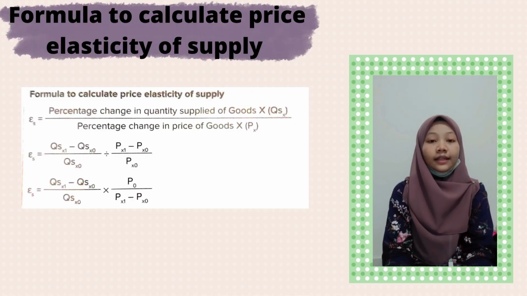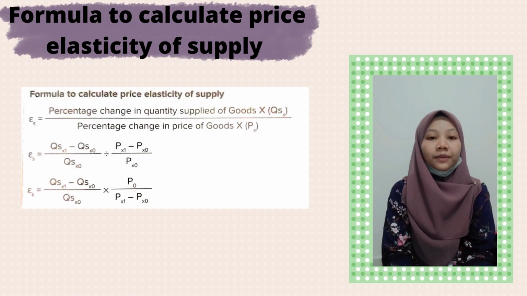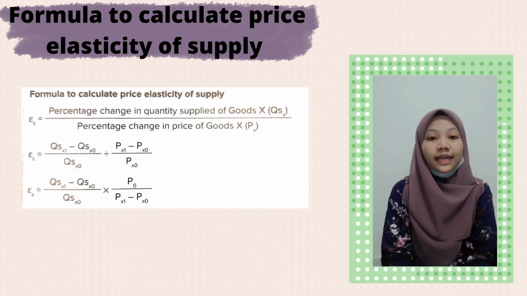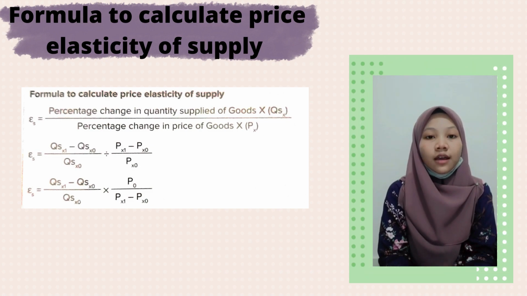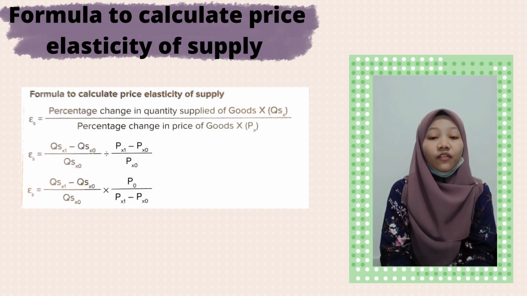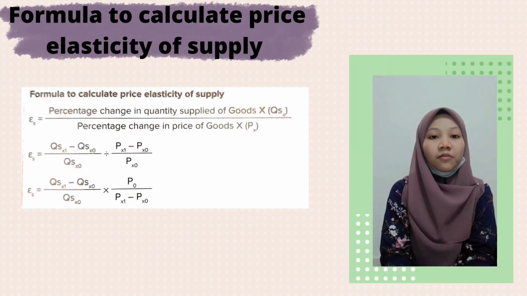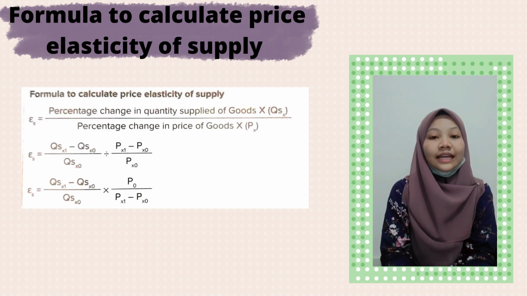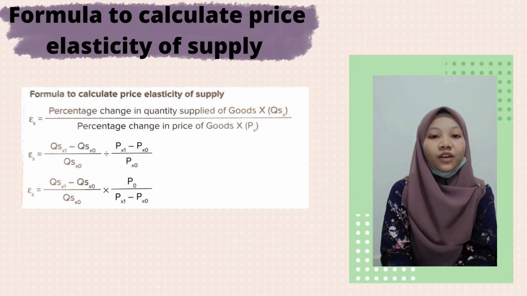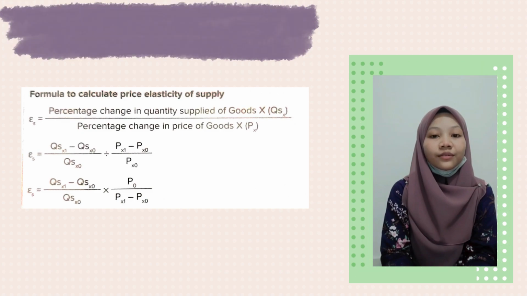What about the formula? The formula that we need to know to calculate price elasticity of supply is ES equals percentage change in quantity supplied of goods over percentage change in price of goods, where ES equals QS1 minus QS0 over QS0 divided by P1 minus P0 over P0. Besides, ES equals QS1 minus QS0 over QS0 times P0 over P1 minus P0.